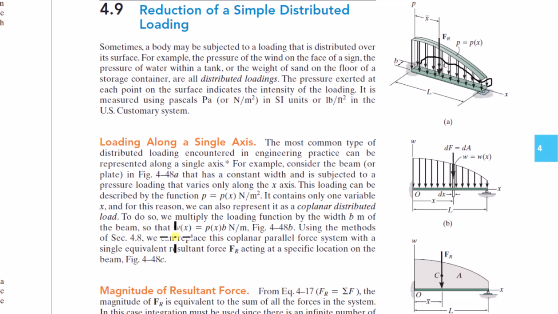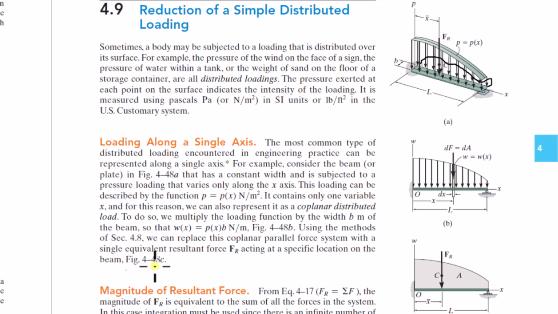Okay, so in engineering, a lot of times, for these planar distributed loads, you're given W of x in newtons per meter. So you want to understand what that means. A lot of times the width B is constant, like for beams, but even if it's not, you can still have a W of x. You just multiply the width as a function of x by the P of x and get the W of x. Using the methods of section 4.8, we can replace this coplanar parallel force system with a single equivalent resultant force Fr acting at a specific location on the beam.